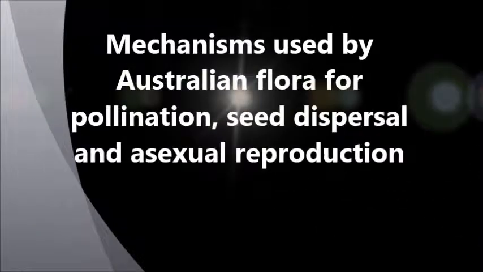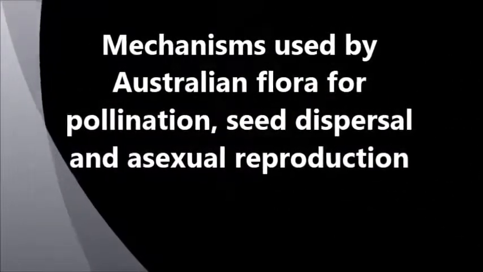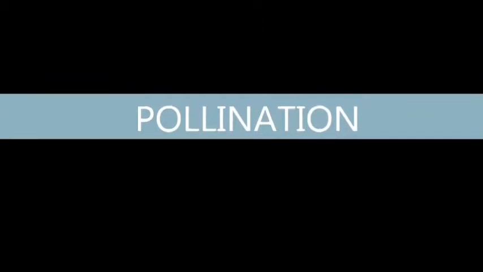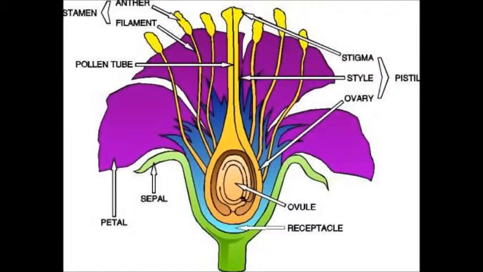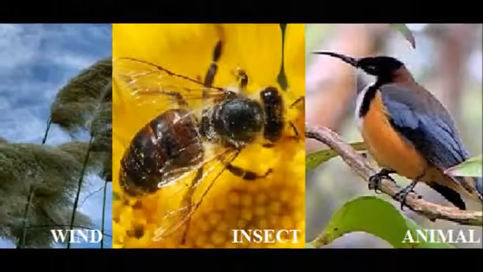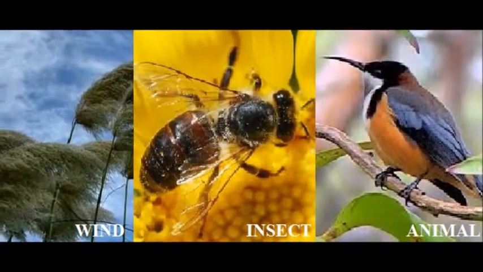Mechanisms used by Australian flora for pollination, seed dispersal, and asexual reproduction. Pollination. Pollination is the transferring of pollen from the anthers of a flowering plant to the stigma of another flowering plant. Three types of adaptations of pollination include wind, insect, and animal pollination.